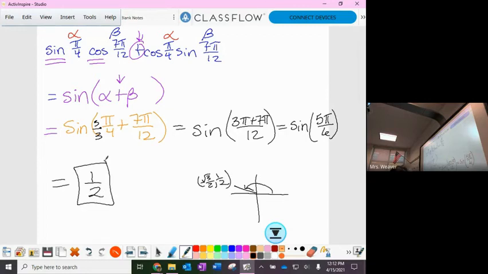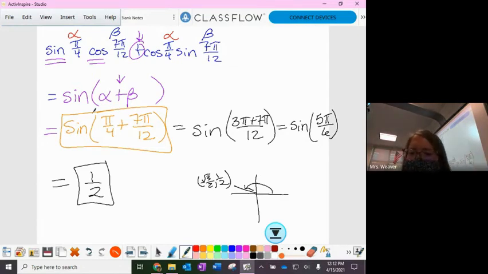But they didn't ask you to fully simplify it. They asked you to write it as a sine or cosine. So you could have probably stopped right there and just written it as sine of pi over 4 plus 7 pi over 12. It was about having you recognize the right side of the equation and know what it's equal to on the left side.